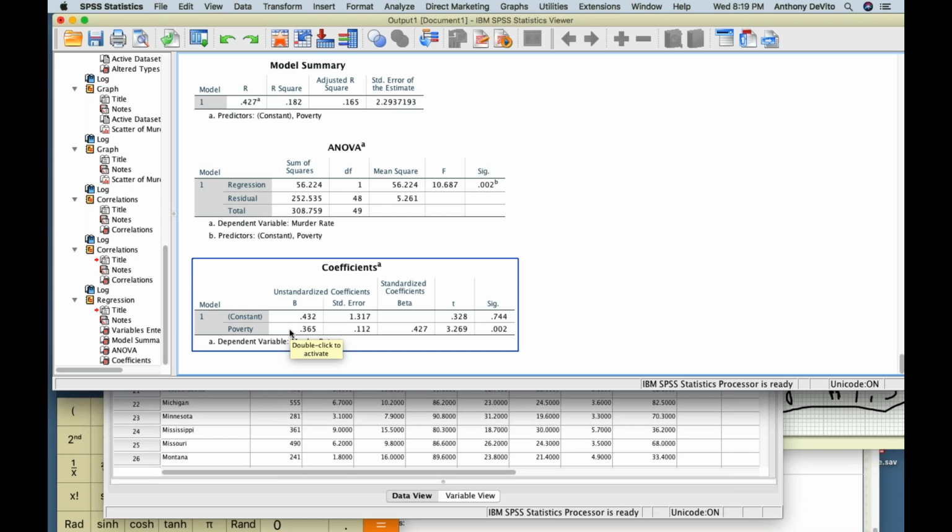So what would our formula look like? The formula would be y equals 0.365 times the poverty rate plus 0.432. That's our formula. If you wanted to, you could go up here to Save and add the predicted values and residuals and see what those values are as well. And if you had a state that wasn't here, that was missed, say Puerto Rico, for instance, you might want to predict for Puerto Rico. If you know the population proportion for poverty in Puerto Rico, you might plug it into this formula to help you predict what you think the murder rate might be in Puerto Rico.